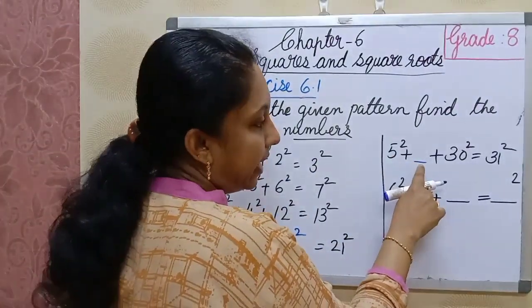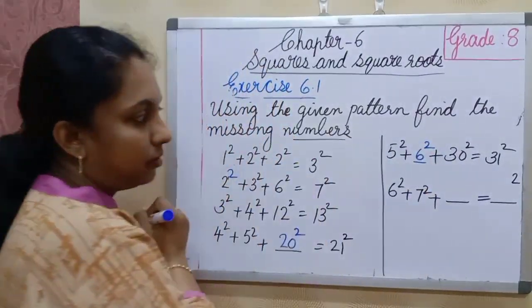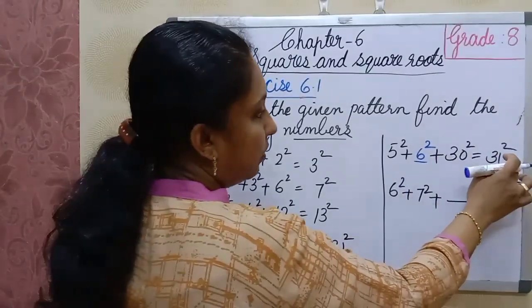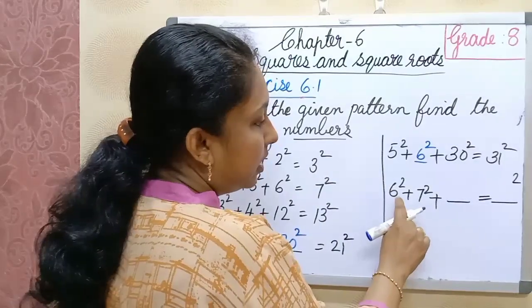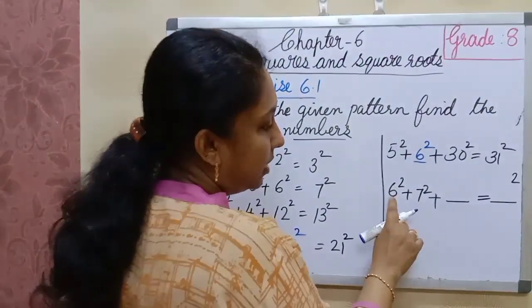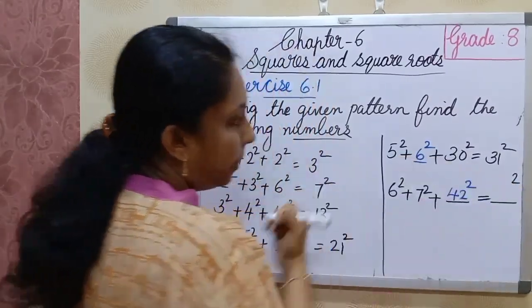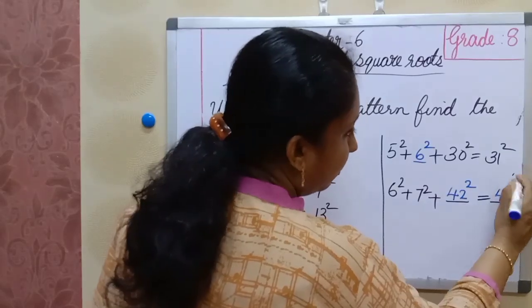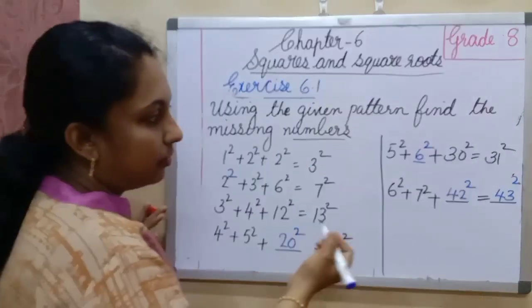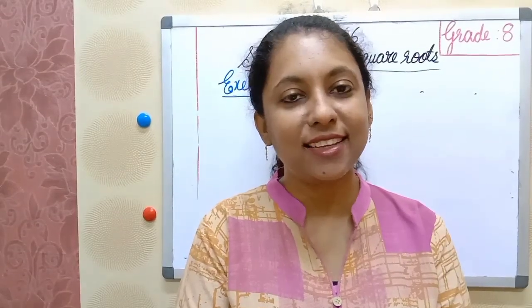Same way here: 5 square plus, obviously the next number is 6, so 6 square, plus 30 square is equal to 31 square. Same way here also, 6 square plus 7 square, obviously 6 into 7 is 42, so 42 square. Then 42 plus 1 is 43, so 43 square. Okay, hope it is clear. We can continue in the next class. Thank you.